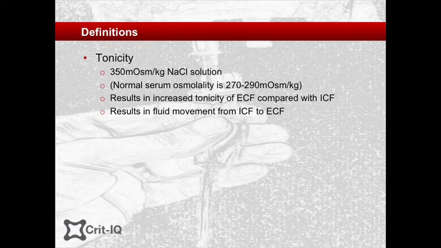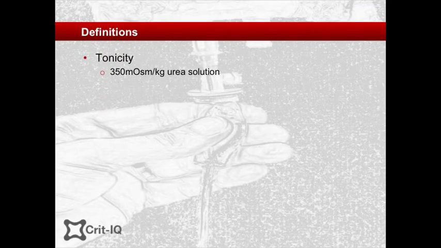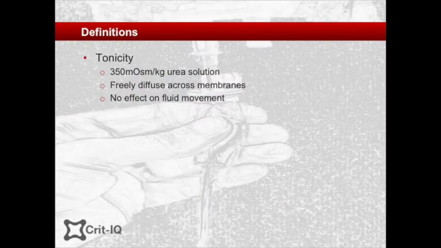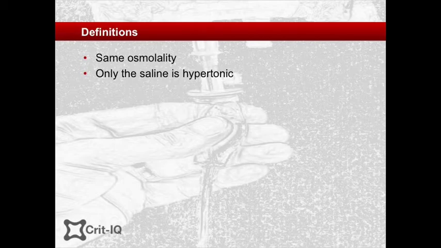This contrasts with the effect of a 350 milliosmolar per kilo hyperosmolar solution of urea, which can distribute across cell membranes. Because the osmotically active particles are distributed across the total body water, there is no shift of water as the increase in osmolality is shared across both fluid compartments. Therefore, even though this solution is equal in osmolality to the sodium chloride solution, it is not hypertonic. Both of these fluids have the same osmolality, but only the saline solution has a high tonicity.